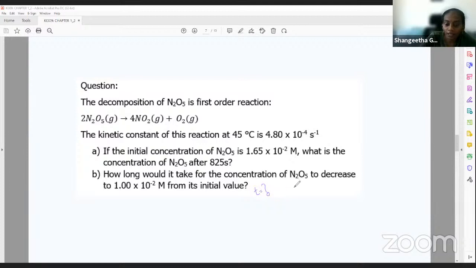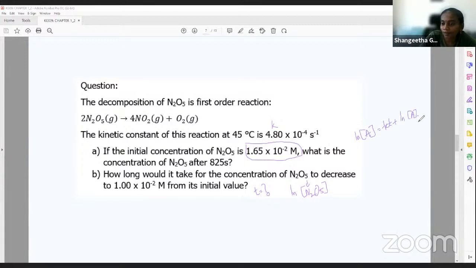Okay, so they already gave you your ln N2O5 value. Your A naught, or your initial concentration, is here, and your k is here. So you just need to plug all of these values into your ln A equals negative kt plus ln A naught.